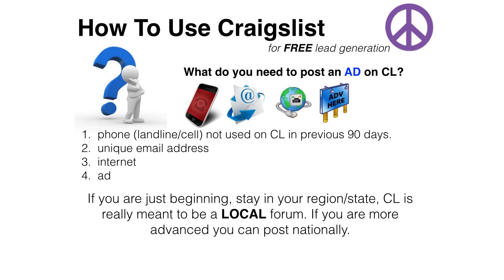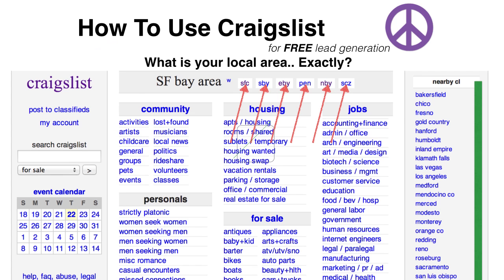Now, what do you need to post an ad on Craigslist? You need a phone, a landline, or a cell number that has not been used with Craigslist in the previous 90 days. You need a unique email address, internet, and obviously an ad. If you're just beginning, stay in your local region or state. Craigslist is really meant to be a local forum. If you're more advanced, you can certainly post nationally.